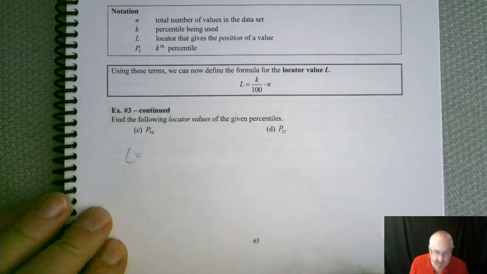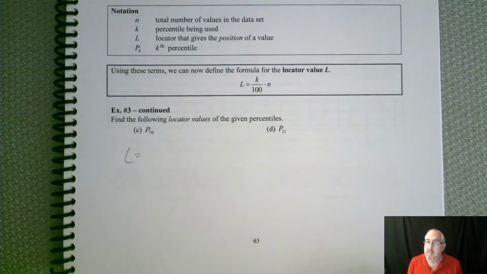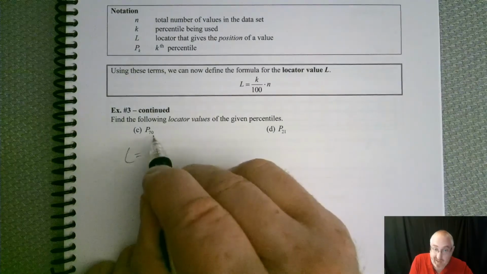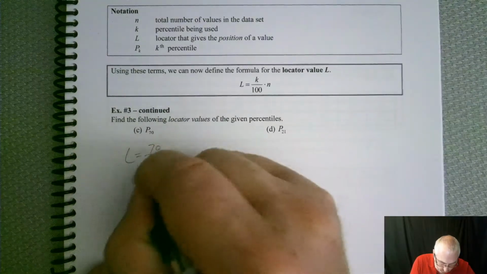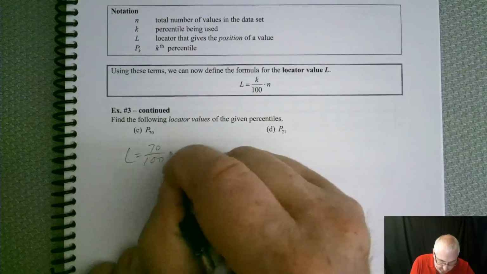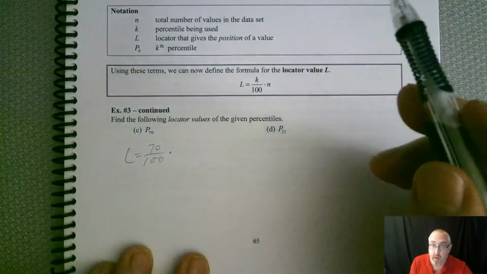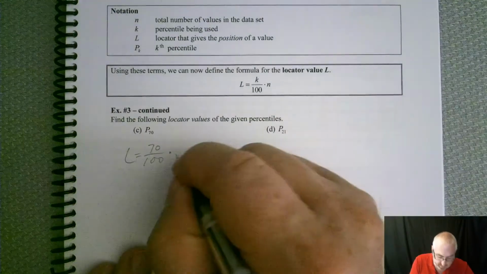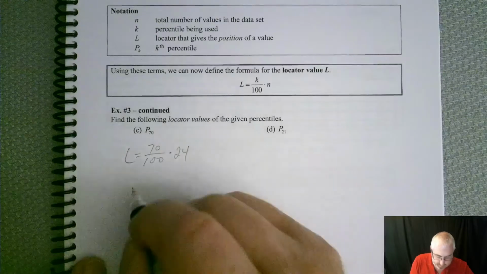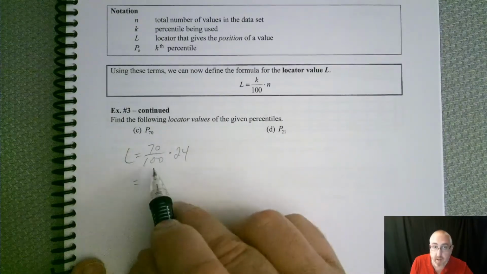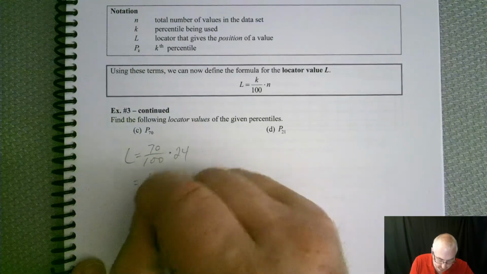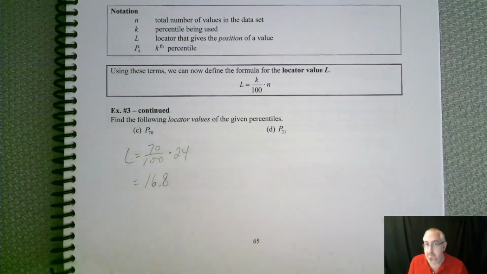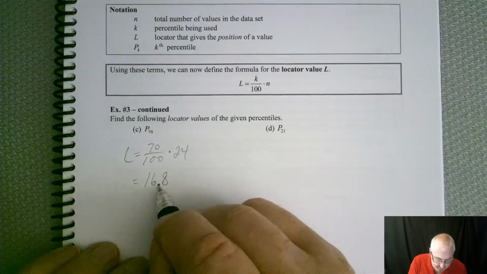So what would L be for P70 for this data set? Well, 70 is our value of K, so that's going to be on the top, over 100, and then times, how many numbers were in our original data set up there? 24, right? So if we divide, 0.7 times 24 is 16.8. Okay, so 16.8 is L.